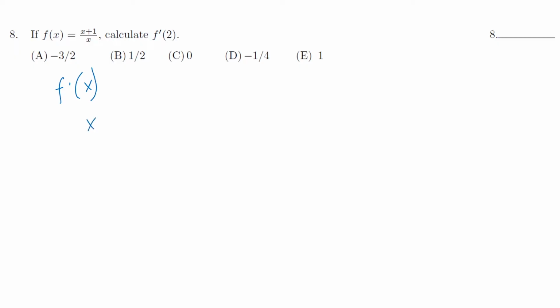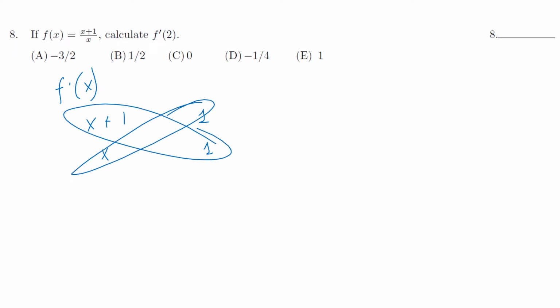So we got x plus 1, we got x, the prime of x plus 1 is 1, the prime of x is 1, and boom, boom. Again, there's a trick for how to use this box for the quotient rule. So it's going to be x minus x plus 1 all over x squared. If I distribute that, it's going to be x minus 1 over x squared. X is getting cancelled, minus 1 over x squared. That is our first derivative.